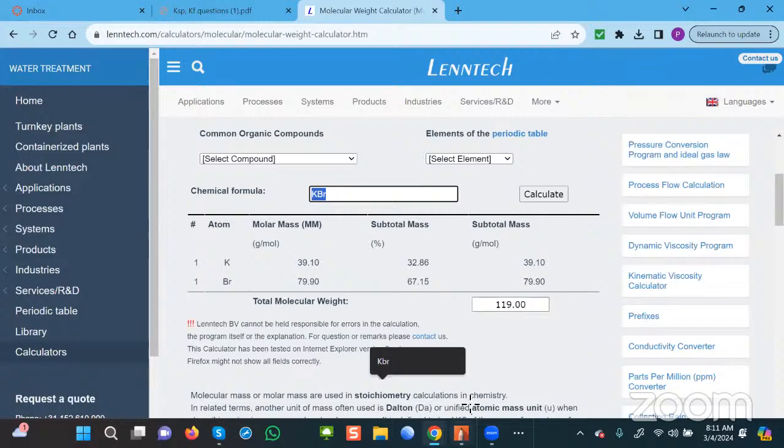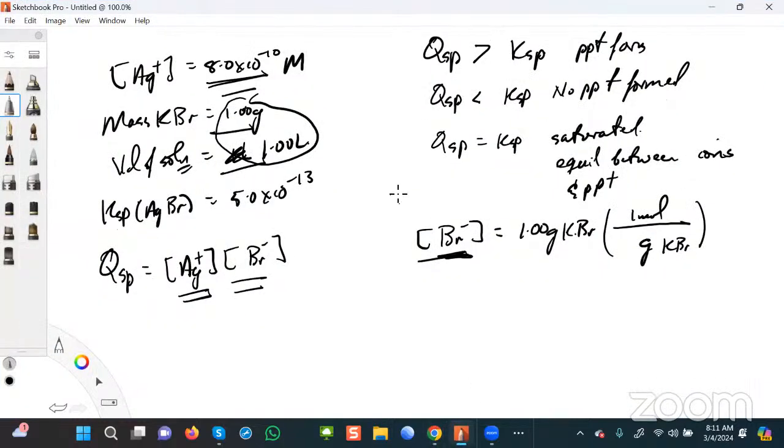So we're going to put down here 119.00, right?